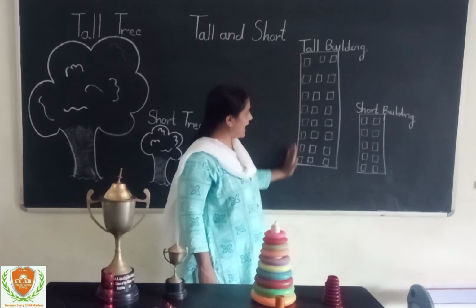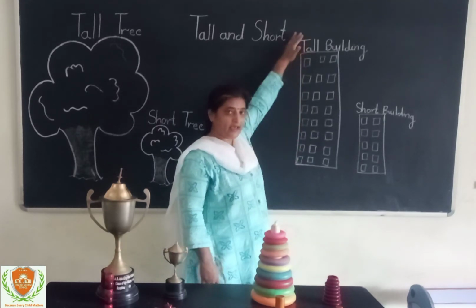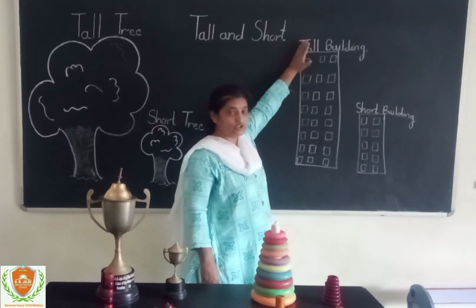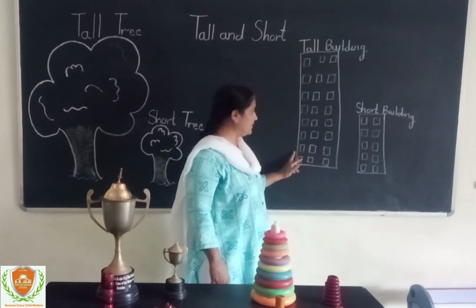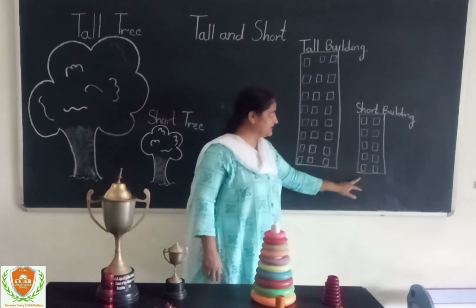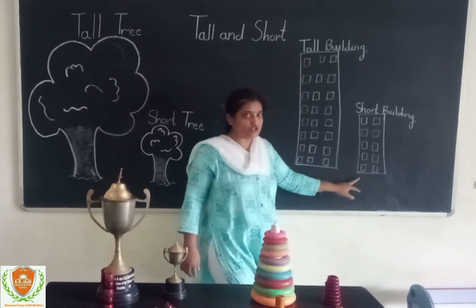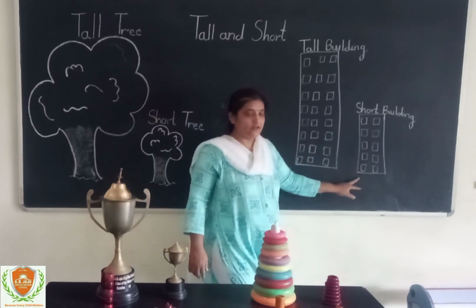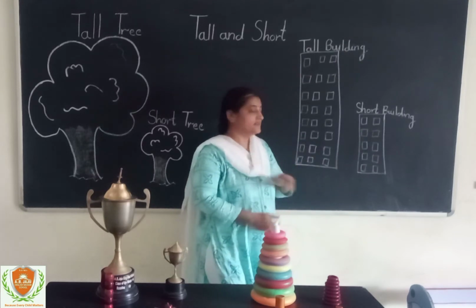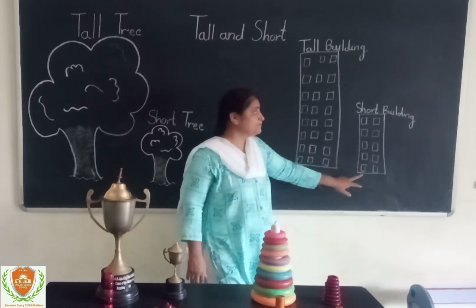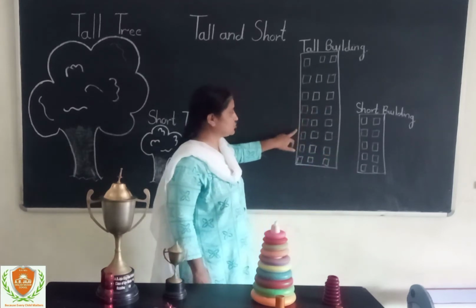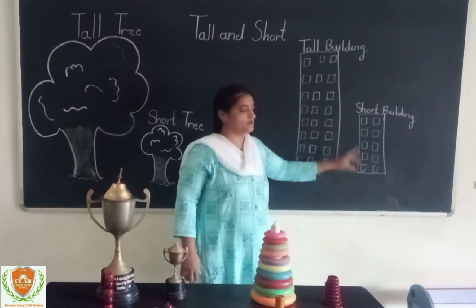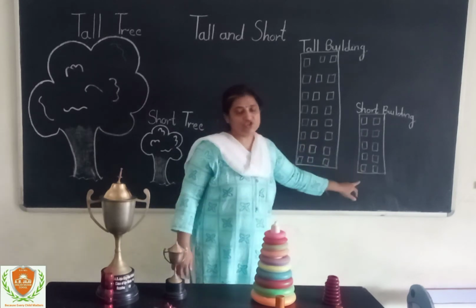क्या है? बिल्डिंग की हाइट जो है टॉल है. Greater in tall height. So this is a tall building and this is a short building. Why is it short? क्यों शॉर्ट है? क्योंकि ये स्मॉल है. This building is small. So this is a short building. This is tall, short. Tall, short.